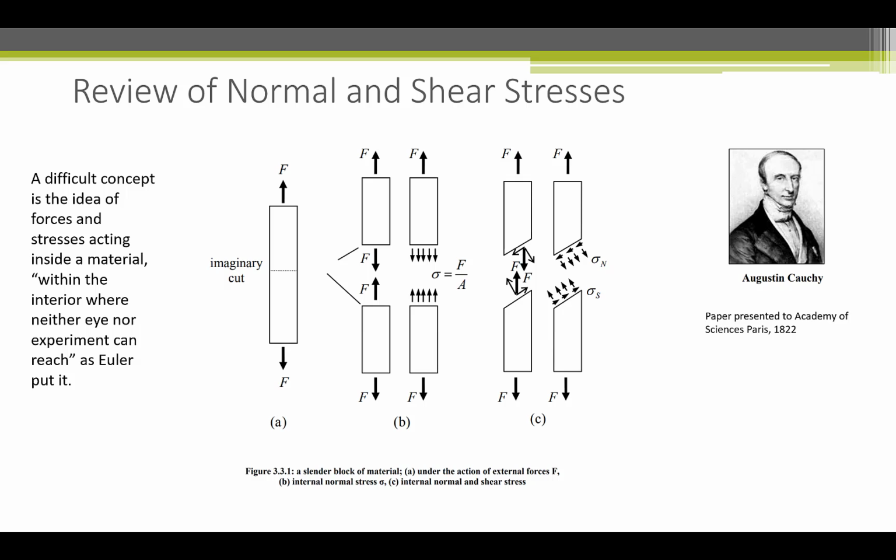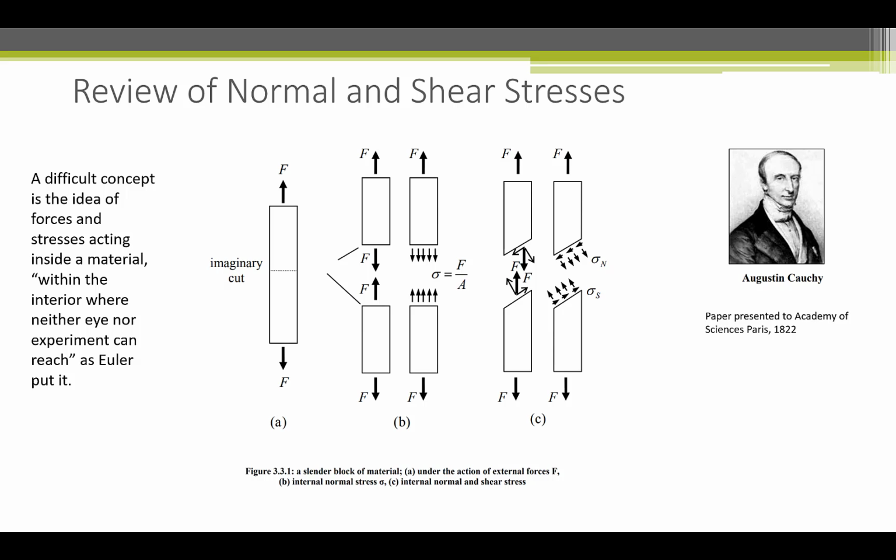The great mathematicians Leonhard Euler and Cauchy both played key roles in the development of modern stress analysis. Euler, who may be the greatest mathematician who ever lived, stated, "A difficult concept is the idea of forces and stresses acting inside a material within the interior where neither eye nor experiment can reach." But Augustin Cauchy, who almost single-handedly developed the modern theory of analysis, or the theory of calculus, was the key to providing the current perspective on stress analysis in a paper he submitted to the Scientific Society in 1822.